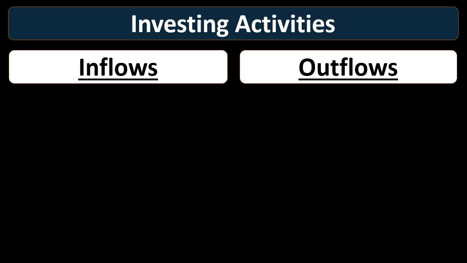Same things, inflows and outflows for investing activities. Now note that when we look at cash inflows and outflows, we're hoping that most of the activity, a lot of the action that's happening, is probably going to be in the operating activities because that's what our normal operations are. But we have other types of activities dealing with other areas, investing activities and financing activities.